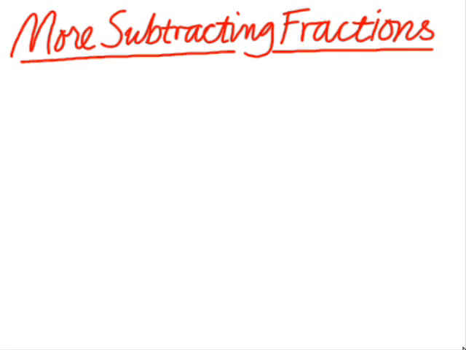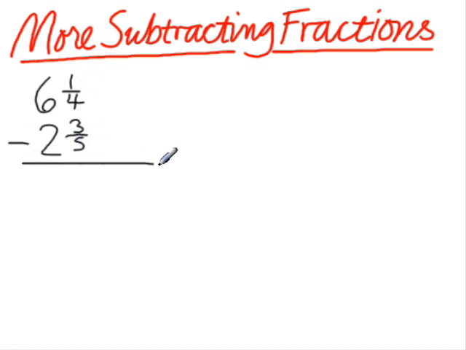Subtracting fractions gives a lot of students trouble, so I want to go through some more examples of how we subtract fractions, especially subtracting mixed numbers. First example, 6 and 1/4 minus 2 and 3/5. Again, you see that I write them in a column so that I have my whole numbers lined up in a column and I have the fractions lined up in a column.